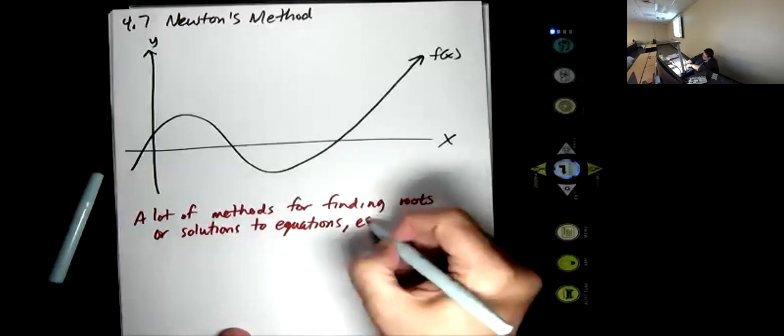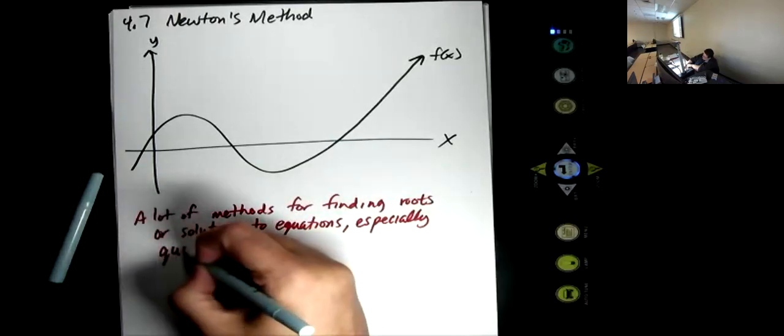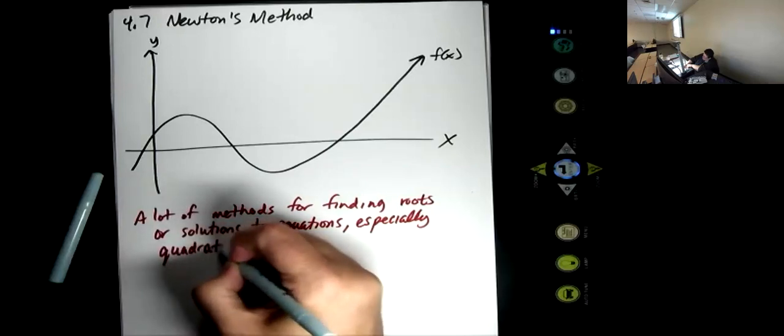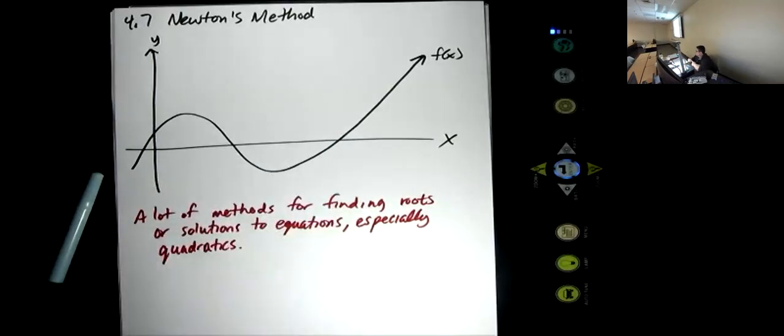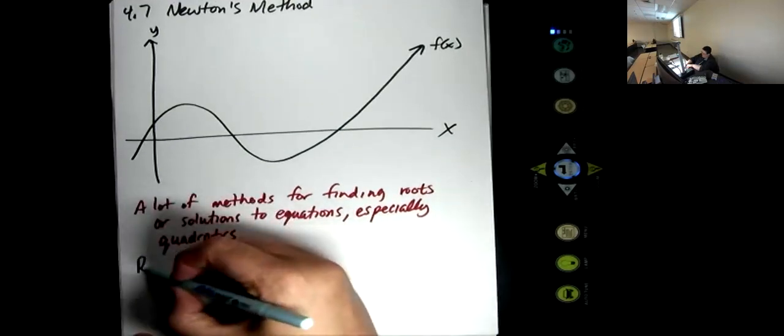Especially quadratics. We can complete the square, we can factor. We can make an XY table. An XY table will work here too, but it's just a pain in the butt. Newton's method is good for all of it, but it really shines for third degree and higher.